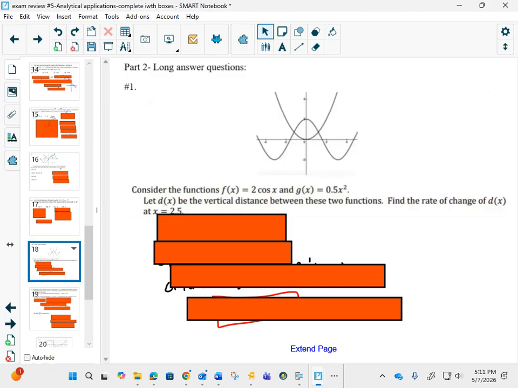All right, our first long answer question. And I'm like, it's not my group, I'm not finding anything. Let d of x be the vertical distance between these two functions. Find the rate of change of d of x at 2.5. So 2.5 on this graph is about here.